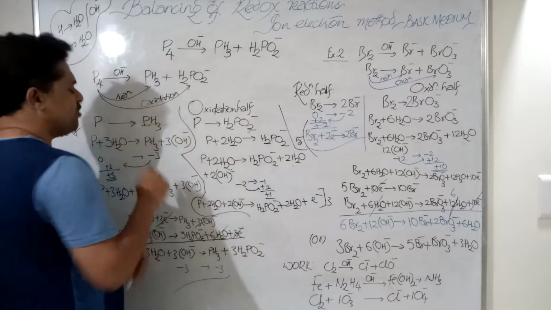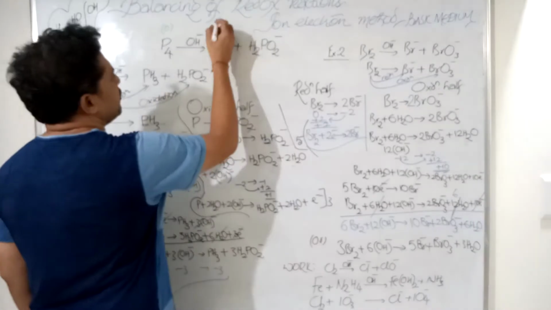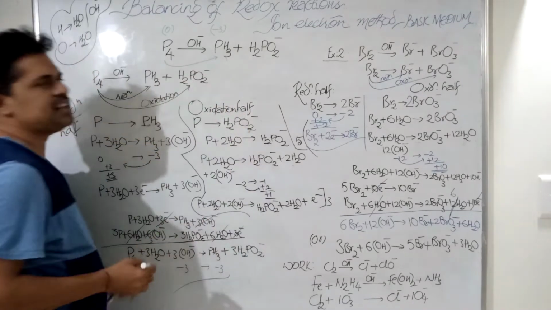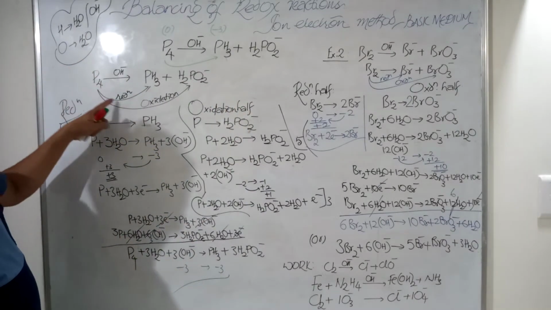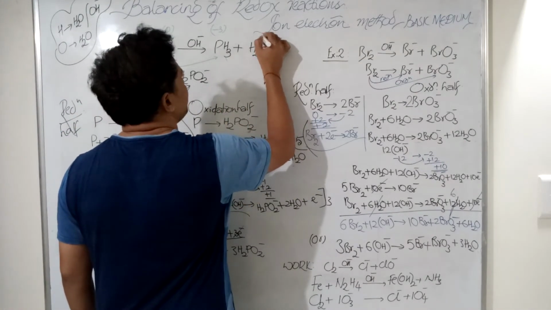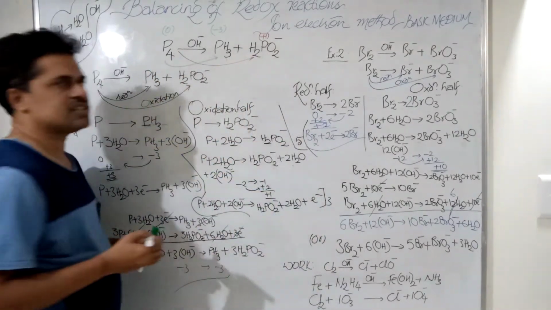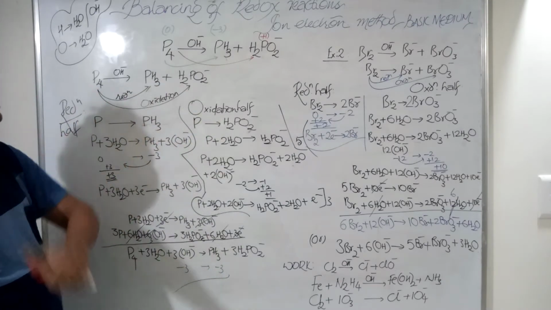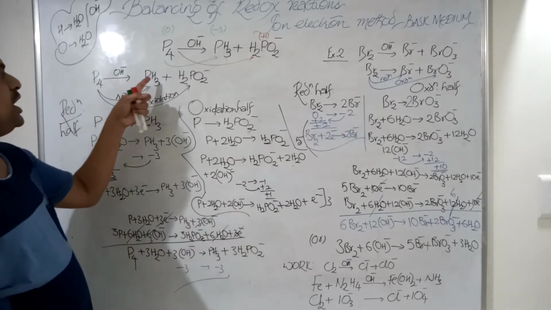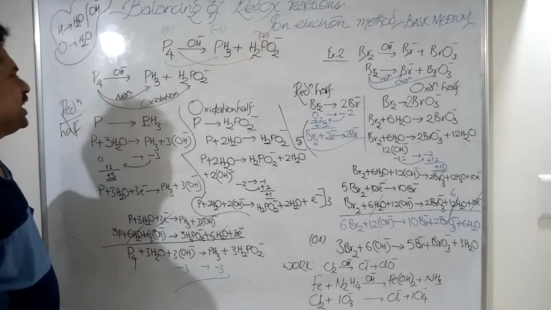The oxidation state of phosphorus in P4, its native state, will be 0. In PH3, phosphorus oxidation state will be minus 3. 0 to minus 3 is a decrease in oxidation state, and decrease in oxidation state is called reduction. In H2PO2 minus, phosphorus oxidation state is plus 1. 0 to plus 1 is an increase in oxidation state, which we call oxidation. So phosphorus to PH3 is reduction, and phosphorus to hypophosphite ion is oxidation. H2PO2 minus is the hypophosphite ion.